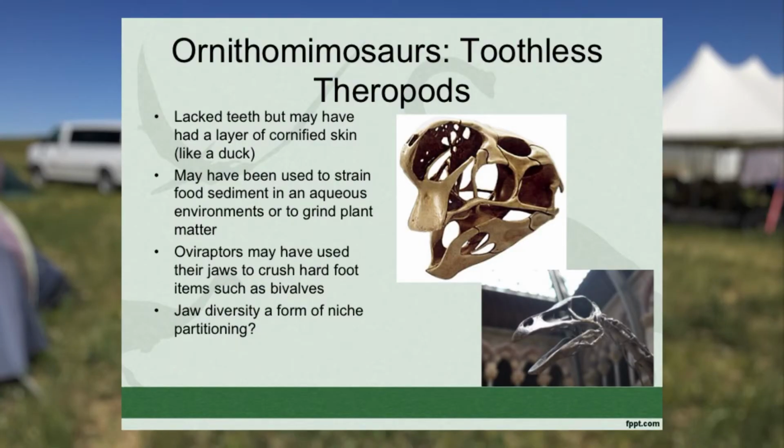Toothless theropods. We did have a few toothless animals. So they lacked teeth, but they most likely had a cornified skin layer, similar to a duck. So even though they lacked teeth, they did have some rigidity in the jaw. So what would that be good for? Is that good for tearing and slicing meat? No, right? So we know they go in the theropod group based on their skeletal anatomy.